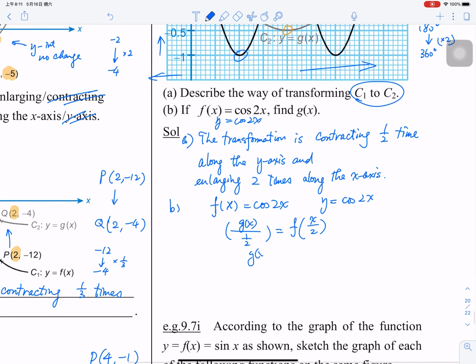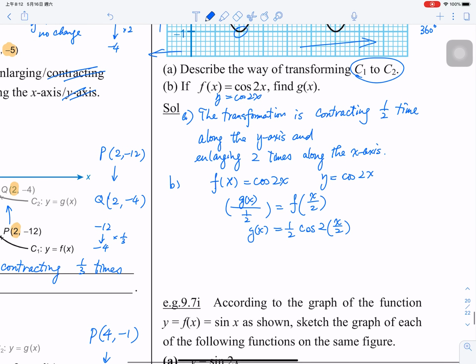So g(x) equals 1 over 2 cosine 2x, like this. As a result, this one is cosine x. So g(x) equals 1 over 2 cosine x.